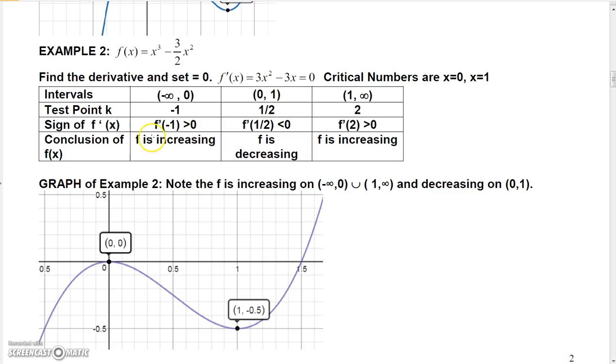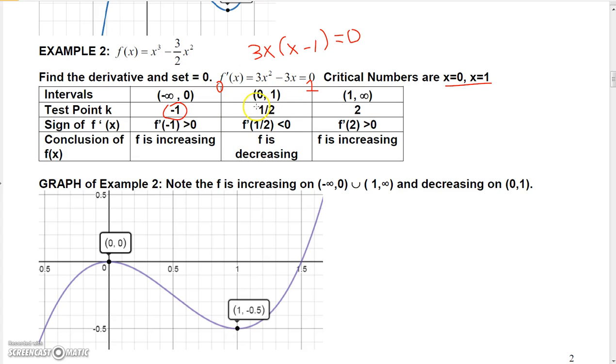Okay, here's another one. This function, the derivative is 3x squared minus 3x. Well, you can just factor the 3x out and get 3x times x minus 1. And if you set that equal to 0, you can get the critical numbers, x equals 0 and x equals 1. And so those are your critical numbers. So basically, we break the x-axis at 0 and 1, and that gives me 3 intervals. All numbers less than 0, negative infinity to 0, numbers between 0 and 1, 0 to 1, and numbers from 1 to infinity. So now pick a test number in each interval.